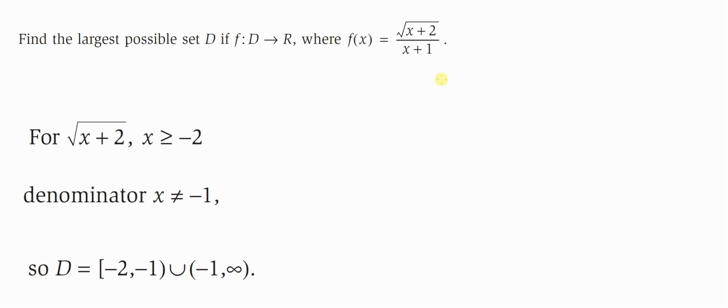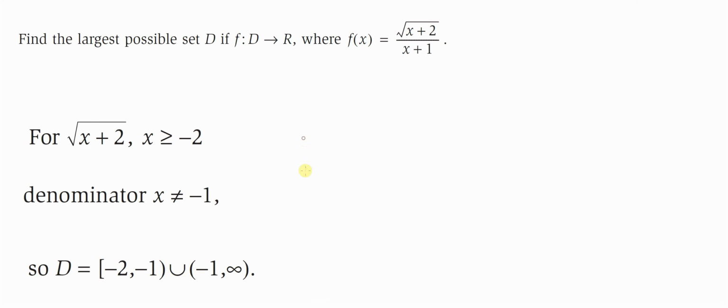The other restriction is from the denominator here. So x plus 1, well, that can't be equal to 0. So for the denominator, we can't let x be equal to negative 1. So really, what this means is that D is going to be any number from negative 2 to infinity, not including negative 1. So that's what this says here in interval notation.